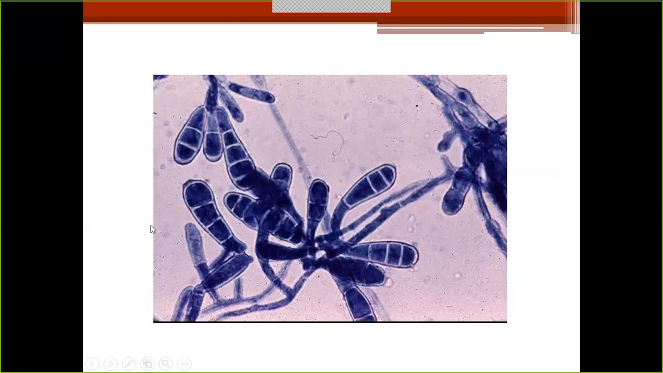This one is our beaver tail or club shaped, and so this is Epidermophyton floccosum. So the key is that beaver tail or club shape, very round, broader ends there. So just as it sounds, Epidermophyton causes cutaneous infections, so skin infections.